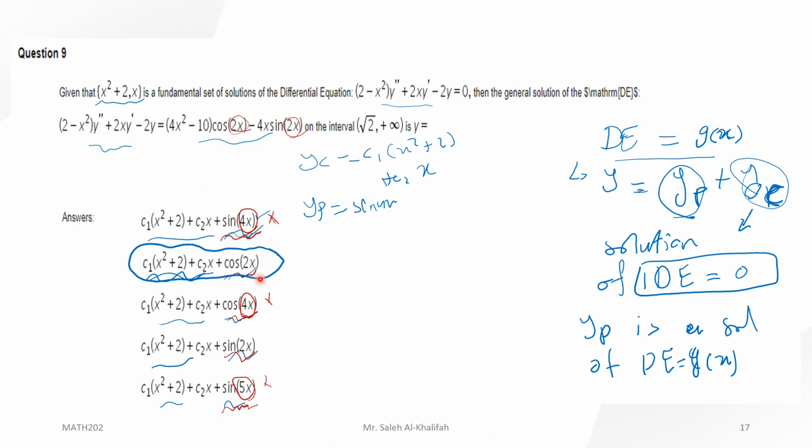طبعا particular solution cosine of 2x if you substitute here it will be right. Particular solution, the differential equation equals g of x, where of course here g of x does not equal 0. Okay, particular solution, the differential equation equals a non-zero value. Okay, and the complementary part, the differential equation equals 0.